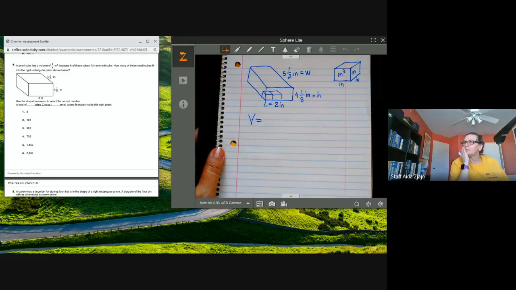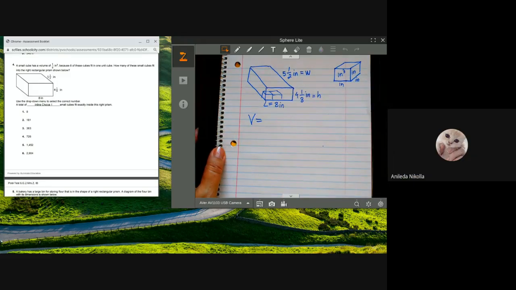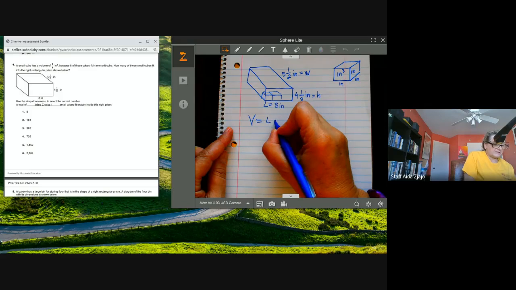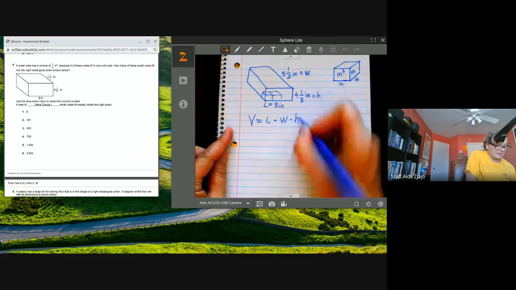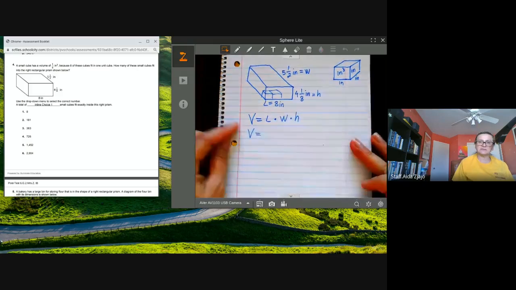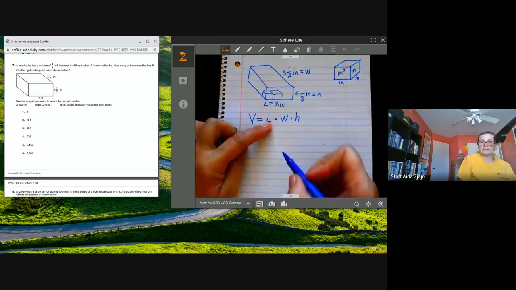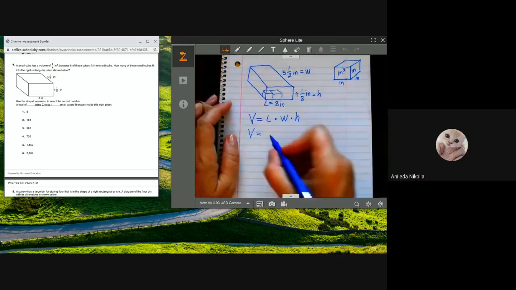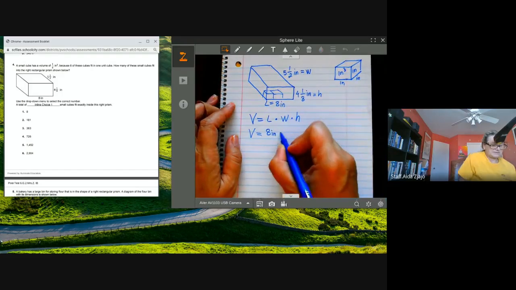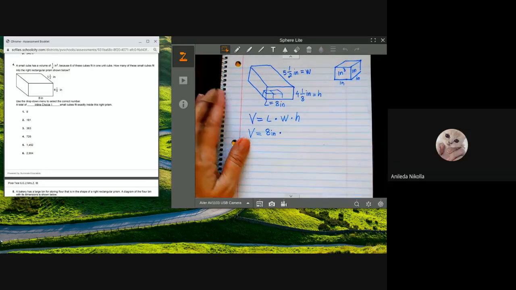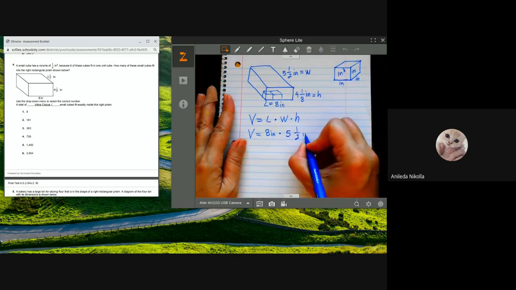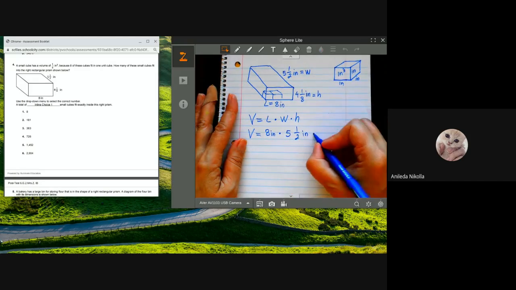Anilada? Length times width times height. Well, and then can you help me substitute the units? What would be my length? The length is 8 inches. Okay, and then width. The width is 5.5 inches. And the height is 4 and 1/8 inches.